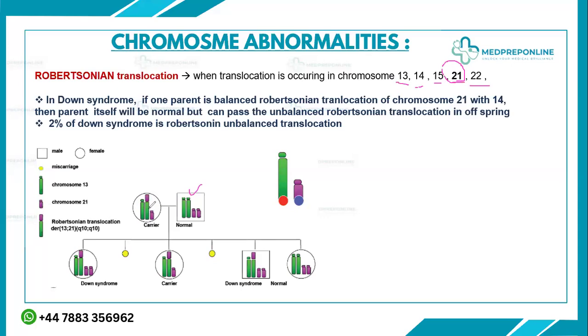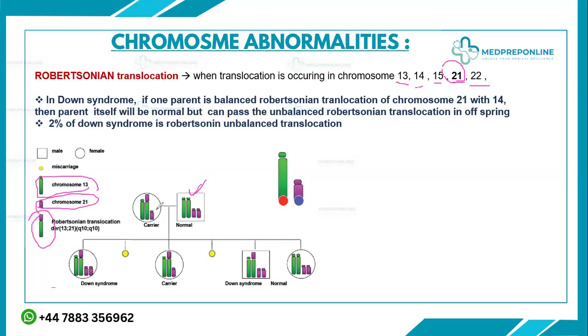In this situation, some of the offspring will be carriers, some will come with the syndrome, and some will be normal. Down syndrome comes when there are three copies of chromosome 21. The purple one is the 21 chromosome, and this one is the 13 chromosome, and this is the Robertsonian translocation in which the 13 is attached to the 21. This is the normal chromosome set, and in this we have the Robertsonian translocation.